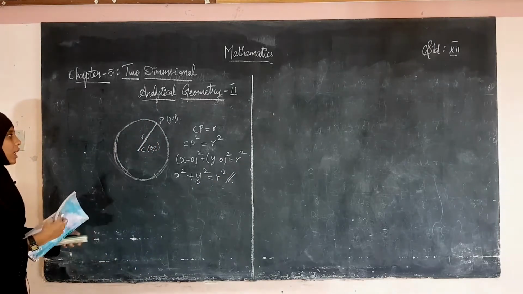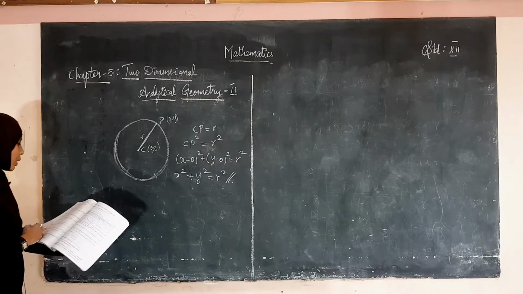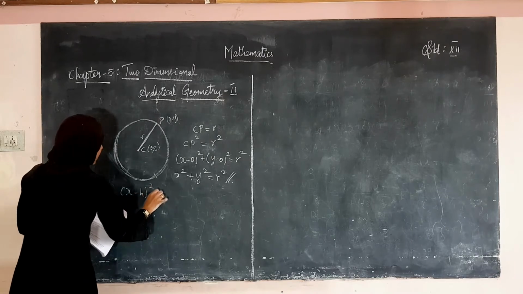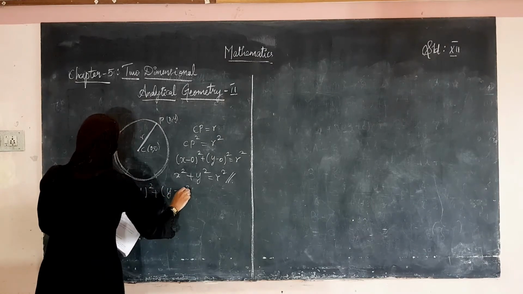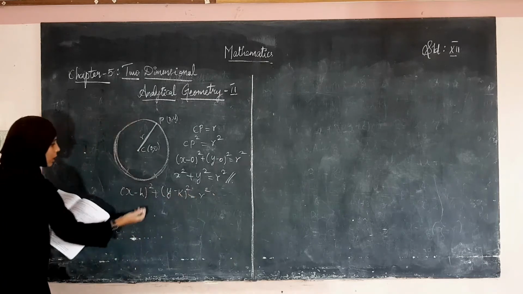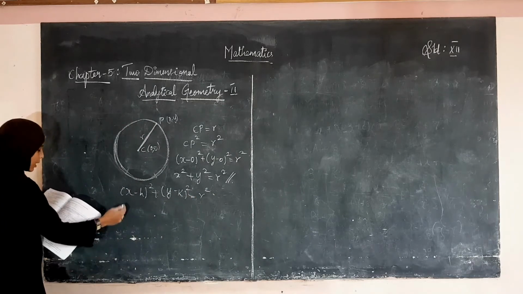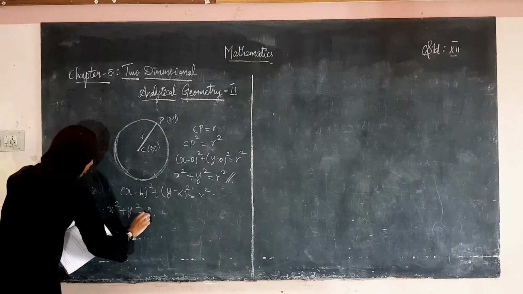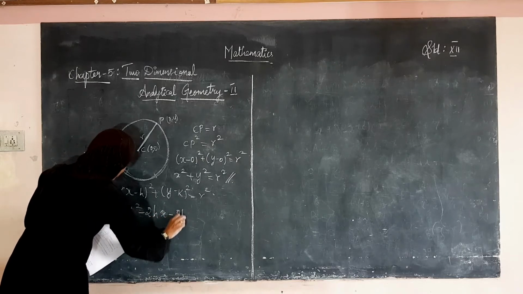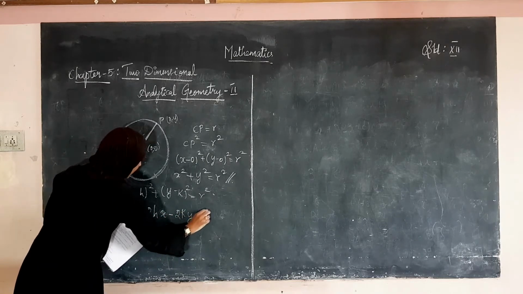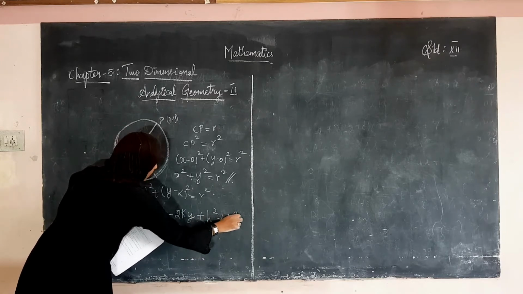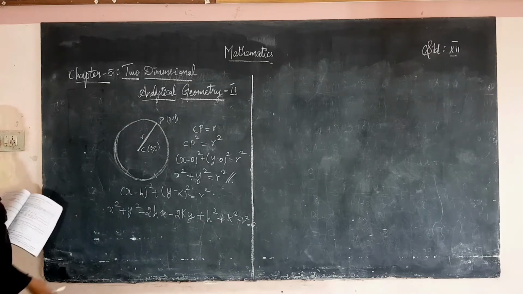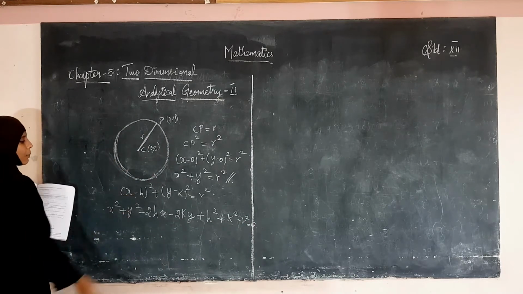When the center is given as h, k, what happens? Then x minus h the whole square plus y minus k the whole square is equal to r square. When we simplify this, what we will get is x square plus y square minus 2hx minus 2ky plus h square plus k square minus r square is equal to 0. This is the general form of the circle when the center is h, k.